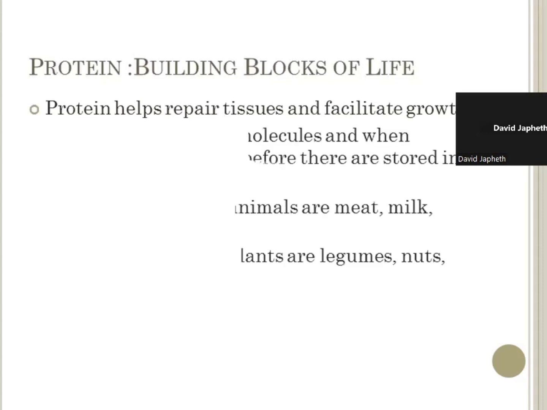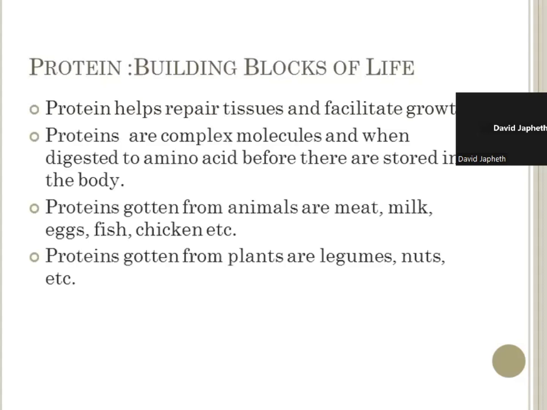That's protein. Protein is also known as the building block of life. Protein helps to repair tissue and facilitate growth. Proteins are complex molecules, and they are digested to amino acids before they are stored in the body. Proteins gotten from animals are meat, milk, egg, fish, chicken, and so on. Then proteins gotten from plants are legumes and nuts. An example of the nuts I'm talking about is groundnuts.